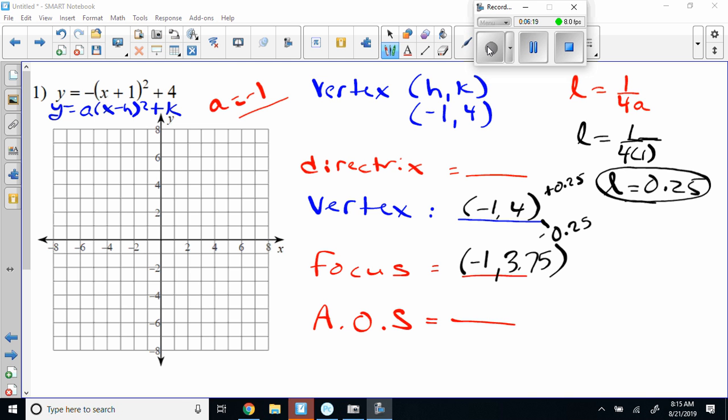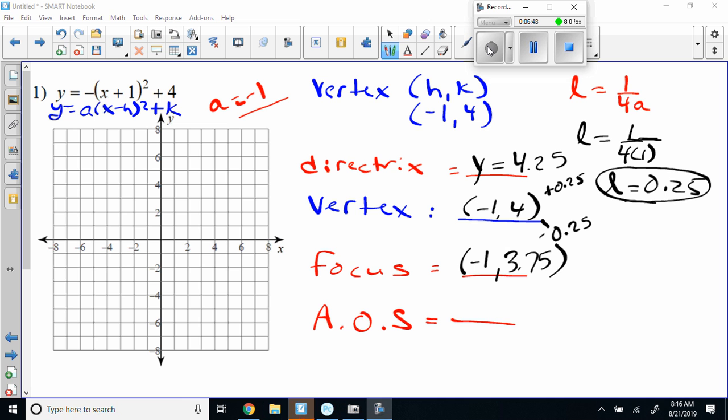What is 0.25 more than 4? 4 point what? Okay, now, but the directrix is not a coordinate, so to speak. It's not a physical point. It is a line. But that line is a special line because it's a horizontal line. And the equation for the horizontal line is this. It will always be y equal to a number, right?